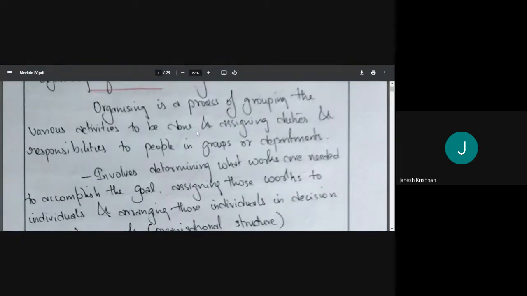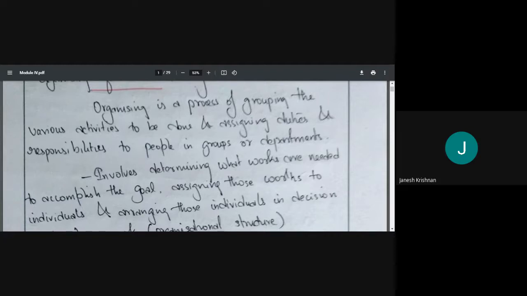It's the process of grouping the various activities to be done and assigning duties and responsibilities to people in groups or departments. So what is organizing? Organizing means we are grouping people. Organizing is the process of grouping the various activities to be done. Okay, so we are going to group.